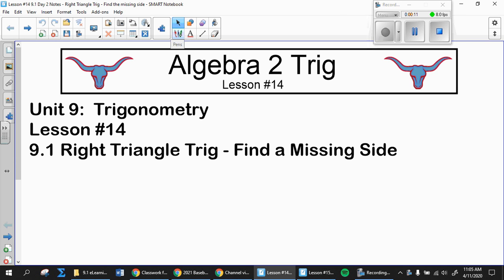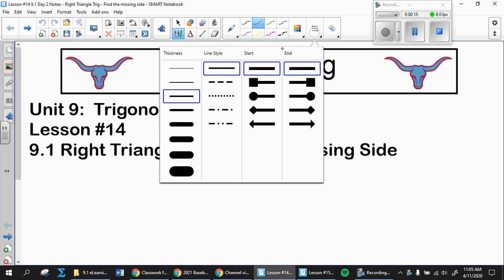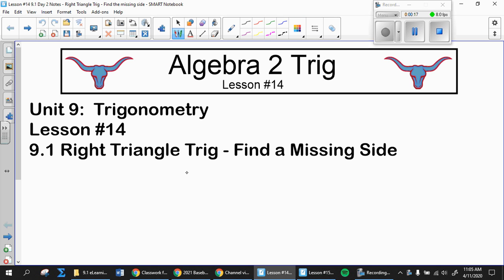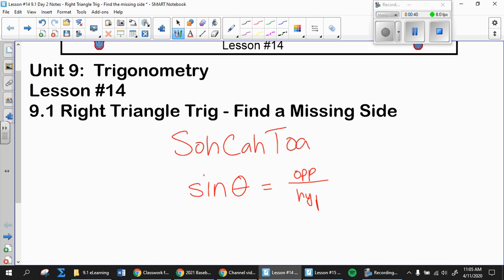So remember our trig ratios that we talked about: sine, cosine, and tangent. Remember that mnemonic device, SOH CAH TOA, to help us remember what goes with what. When we're setting up our equations, it's always whatever trig ratio we decide, of an angle, equals some side over some side. So in this case, it would be the opposite side over the hypotenuse.